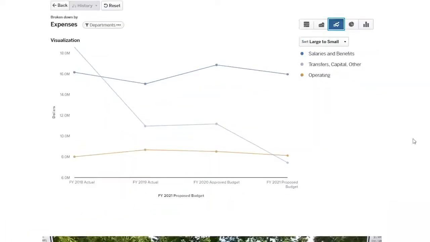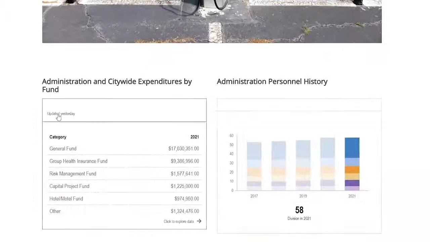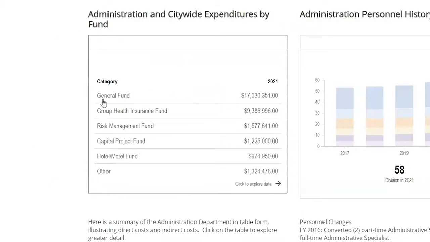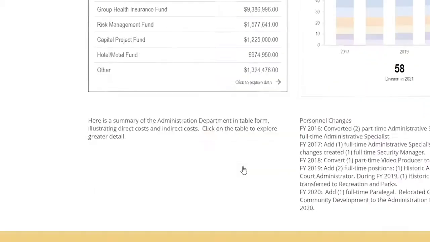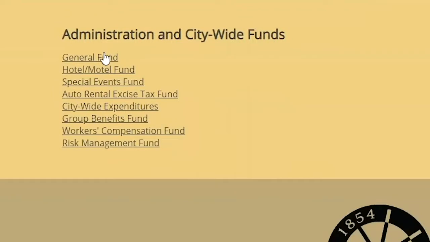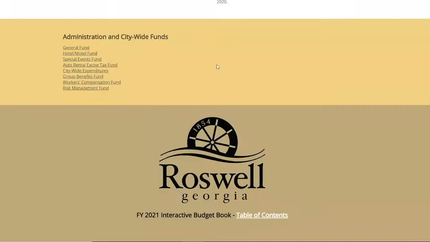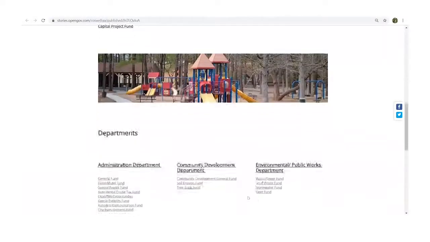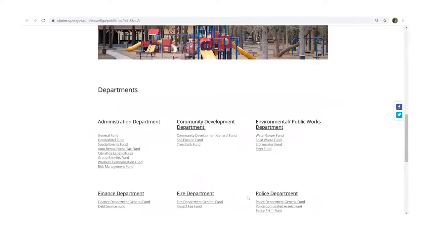And as you go down, we also had a little chart box that has each of the funds, so that you have a list of each of the funds that are touched by that department. And then down at the bottom, you can go in for more information on any particular fund that this department has. We also put a table of contents link at the bottom. And from there, you can go to any other department within the city.